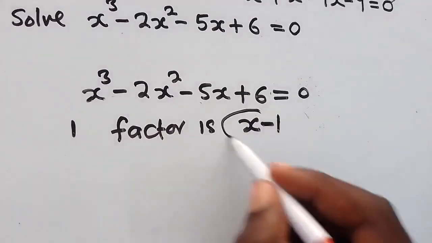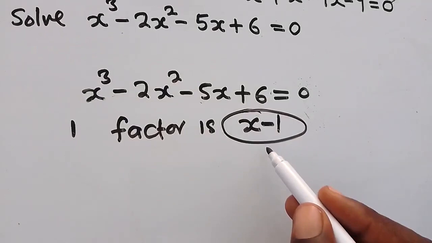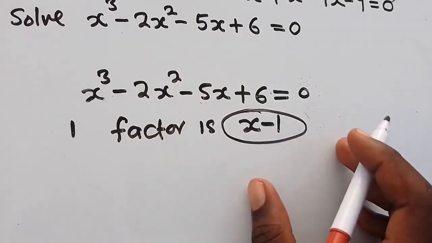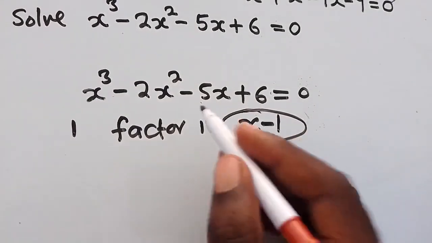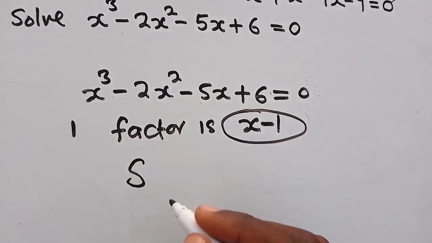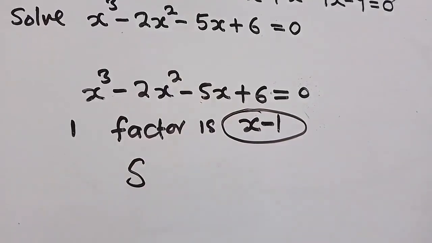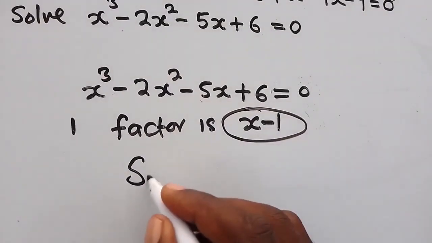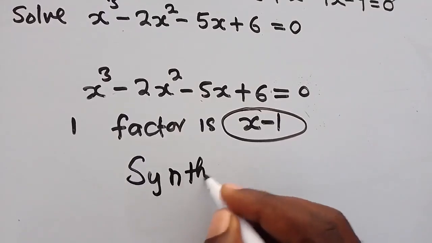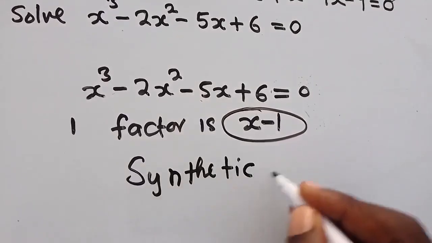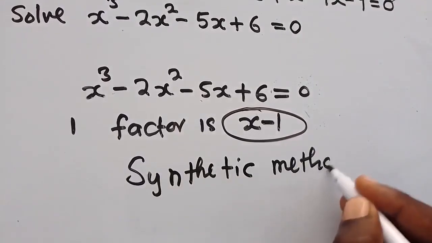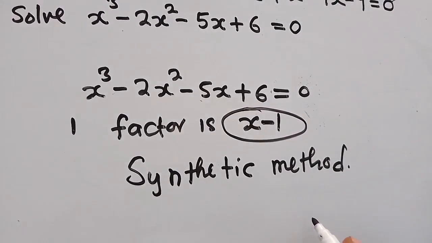So this is my factor. If this is my factor now, I'm going to divide this using which method? I'm going to use the synthetic method. How do we use the synthetic method?